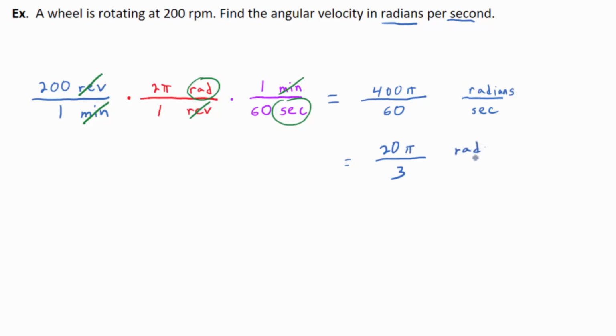But if you're asked for an approximation, is that step necessary? No, just go right to the calculator. What do you get when you take either 20 pi divided by 3 or 400 pi divided by 60? It's actually easier to punch that in the calculator, though. 20.94? Okay. So approximately 20.94 radians per second.